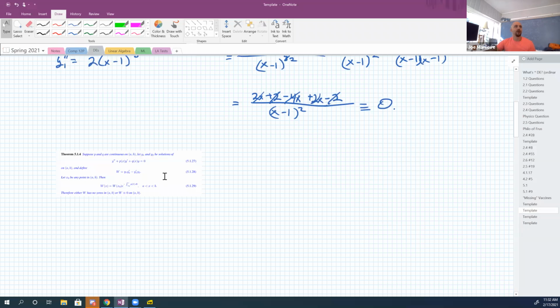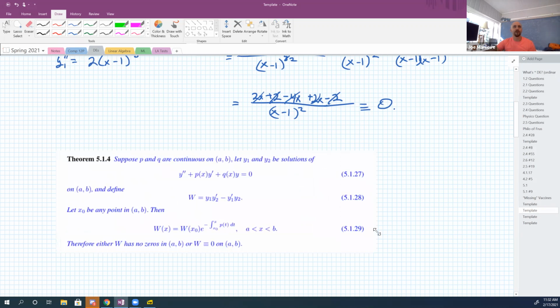Okay, so I'm looking at this theorem out of the book, and at some words that are defined further down this page. Those words are that this thing is called the Wronskian. And the other thing is that formula 5.1.29, this object here, is called Abel's formula.